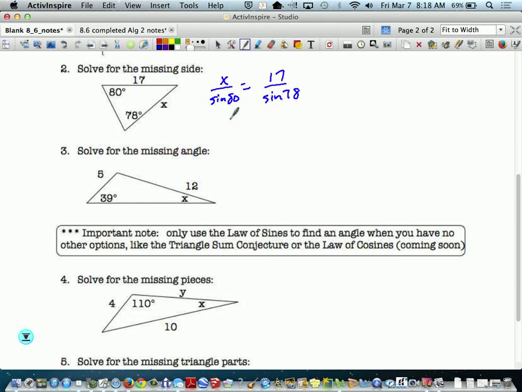So what do you get? I heard some people say 17.1. Are we getting that? Good.